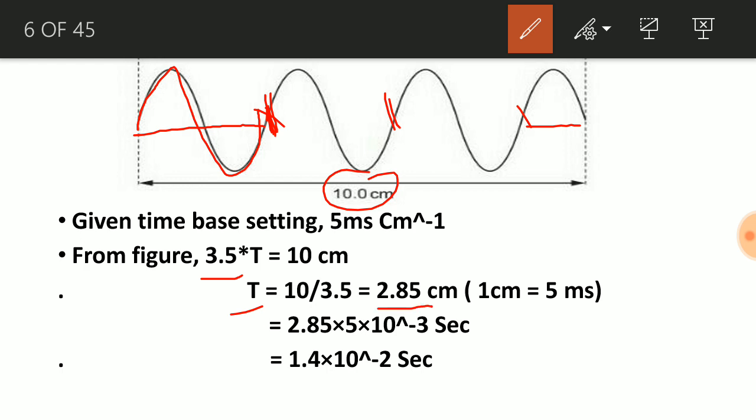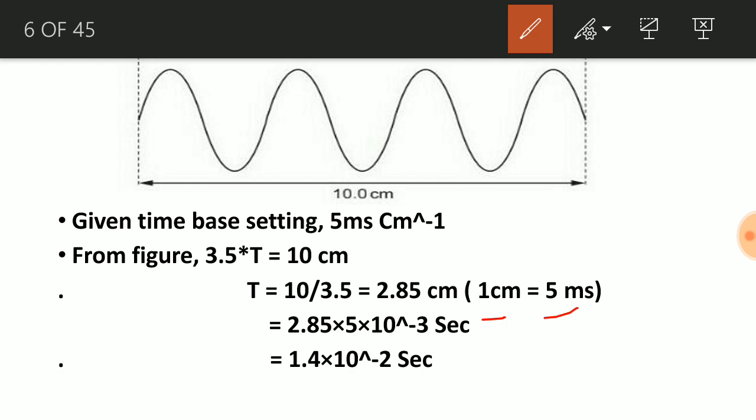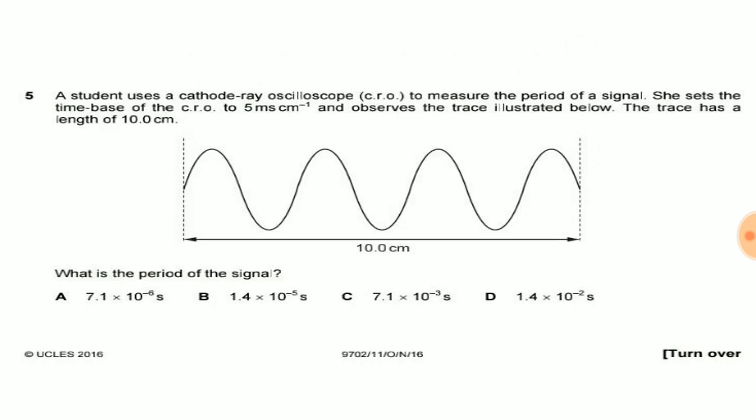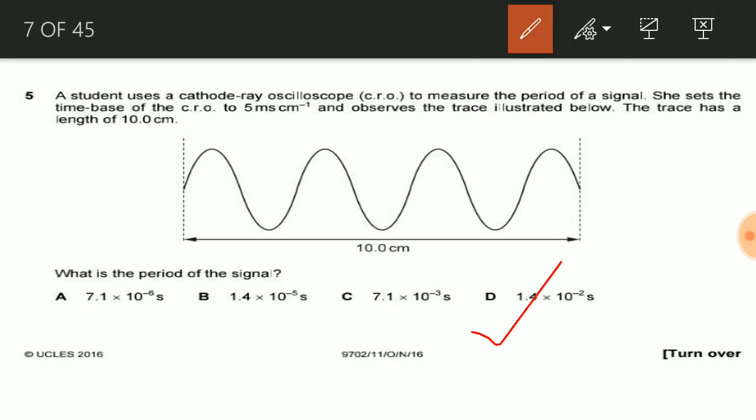Then the question is giving the time base setting that 1 centimeter is equal to 5 millisecond. So on multiplying this by 5 millisecond, that is 5 into 10 to the power minus 3 second, we will get our answer. Answer is 1.4 into 10 to the power minus 2. That is in option choice D. So option choice D is the correct answer for question number 5.